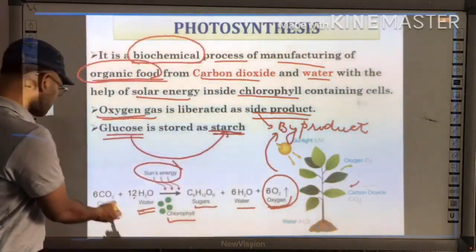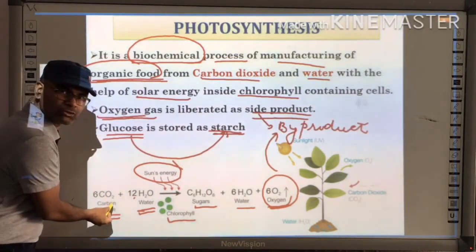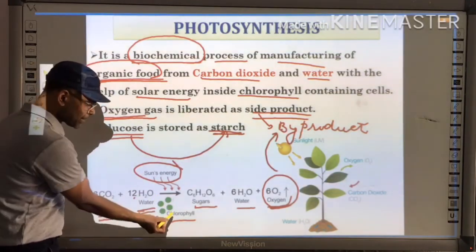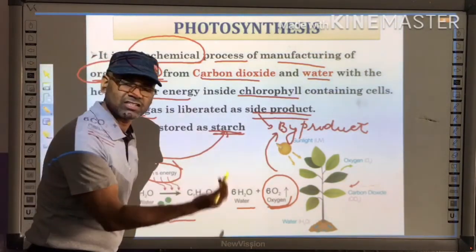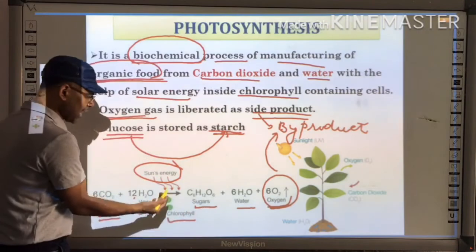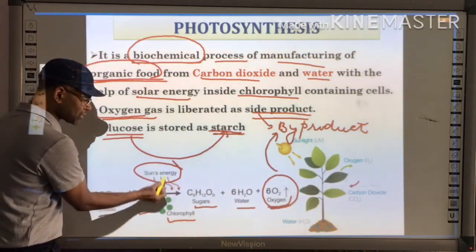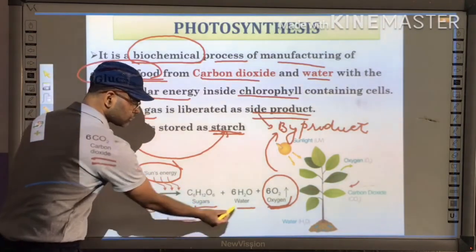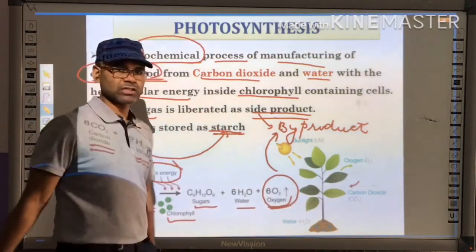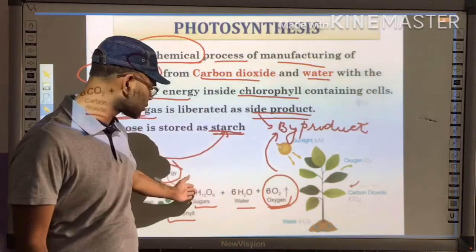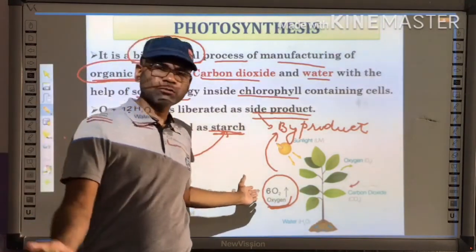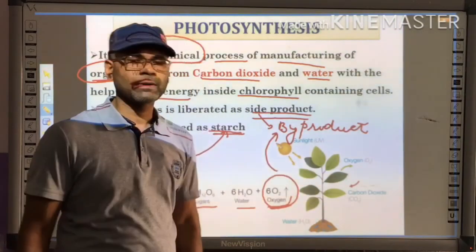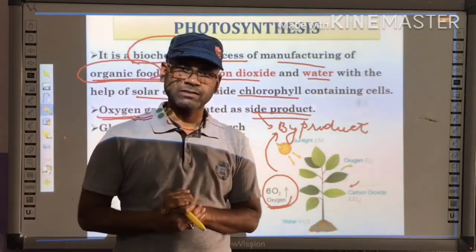So here, 6 molecules of carbon dioxide, as you can see, react with 12 molecules of water in the presence of a kitchen. That kitchen is nothing but chlorophyll, and that chlorophyll traps solar energy, and in the presence of this, it forms sugar, water and oxygen. The sugar is stored, the water comes out in the form of transpiration, and oxygen also comes out from the stomata.